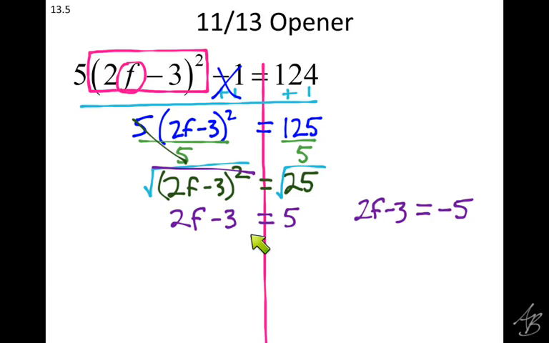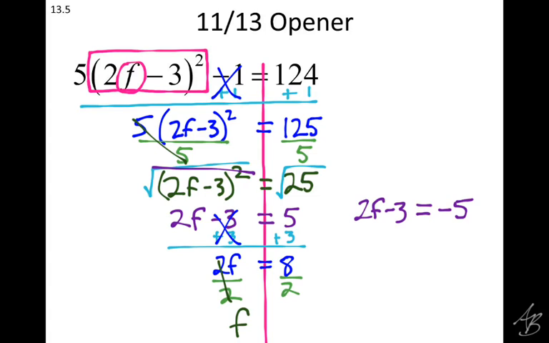So let's just do one at a time. Let's just do this equation right here. To solve that equation, we're going to get rid of the minus 3 by adding 3. So we add 3 to both sides. Those 3's cancel each other out, leaving what? 2f equals 8. Okay, and then what? Divide by 2. Divide by 2, and we get f equals 4. Okay, so that's one of our answers.